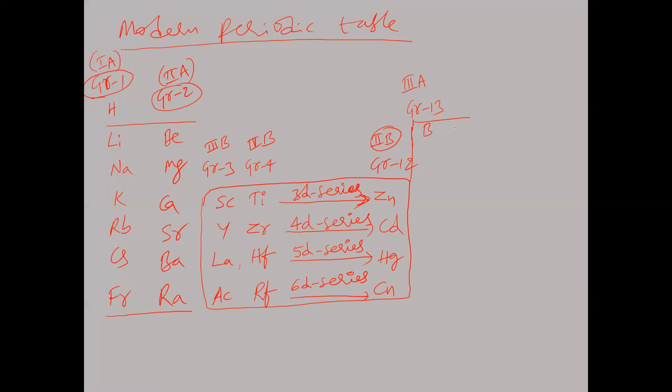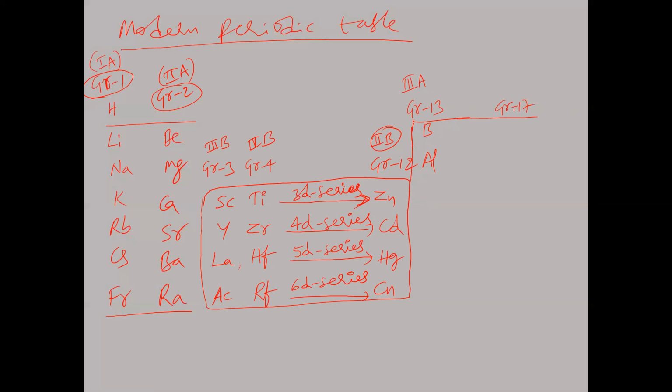Okay, boron. So after that, boron, aluminum, gallium, indium, thallium. All these elements belong to group 13. Boron, aluminum, indium, gallium, thallium. Next, group 17 I'm taking here.